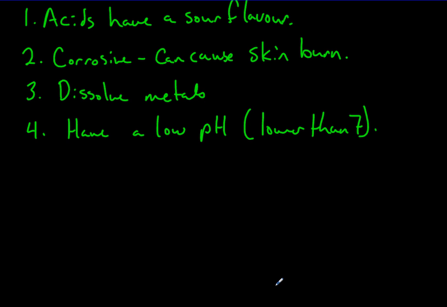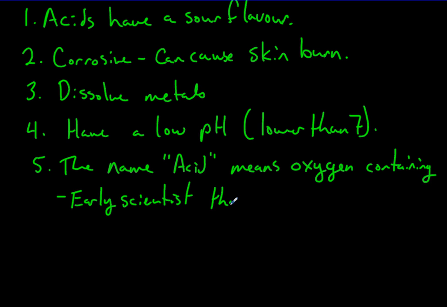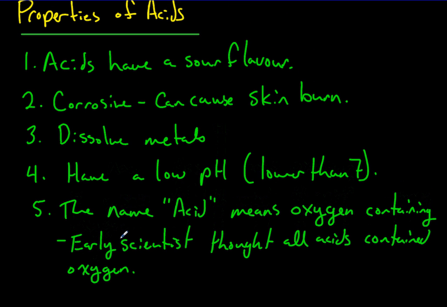And a little bit about their name. The name acid means oxygen forming or oxygen containing. And that's because early scientists thought all acids contained oxygen. And we'll see that that's not actually true, but many do, okay? So these are the properties of acids.